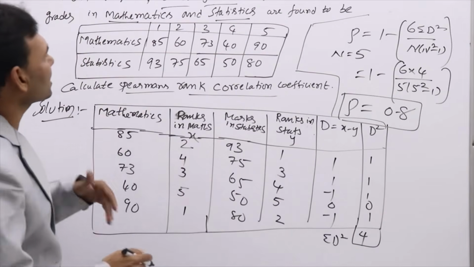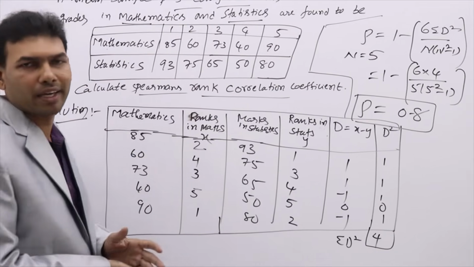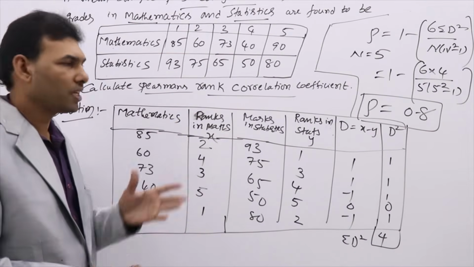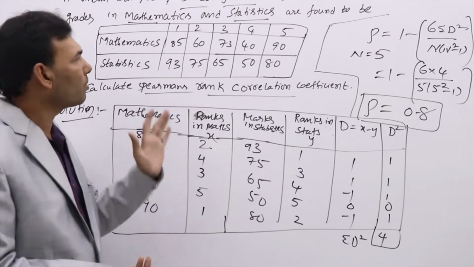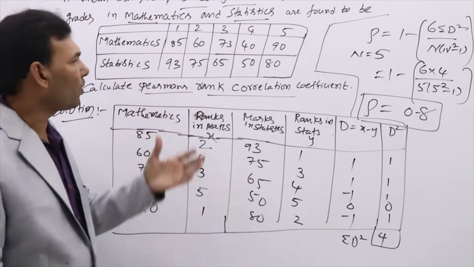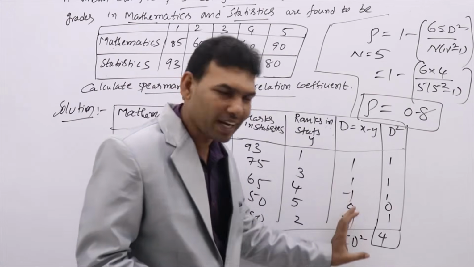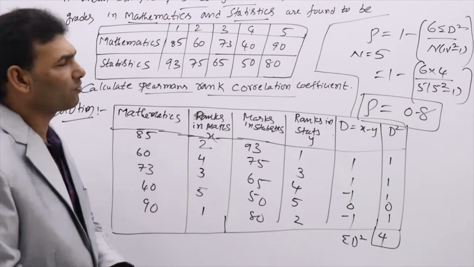Okay, here the difference from the previous one: generally, in the question, they may give ranks. Here, the ranks are not given, marks are given. So for these marks, we need to evaluate ranks. Next the difference between ranks, next d square, next rho.